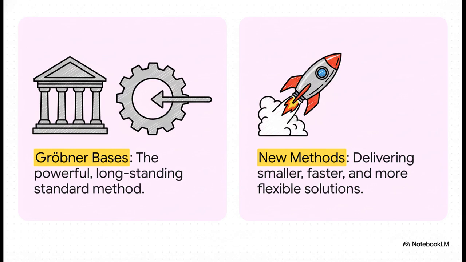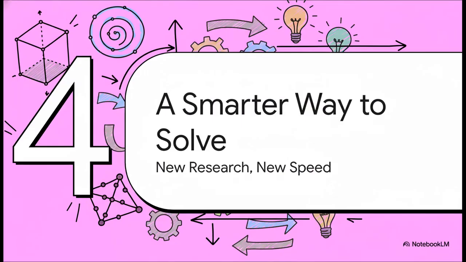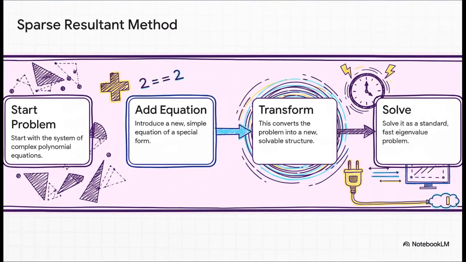This has totally opened the door for new contenders, smarter, leaner, and just more efficient ways to solve these mission-critical puzzles. And this is where the latest research just comes in and completely changes the game, with some incredibly clever new ways of thinking about the problem. Okay, so the first one is the sparse resultant method. And the idea here is just beautiful in its simplicity.